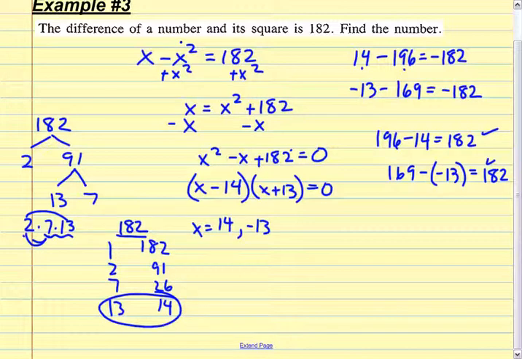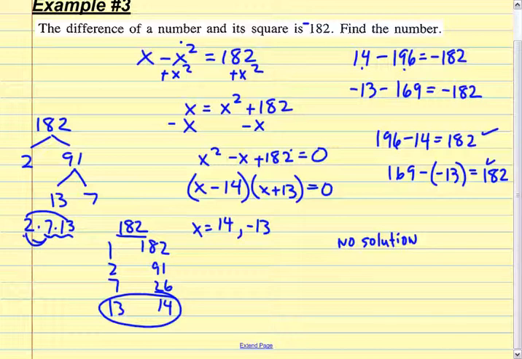The difference between a number and its square. I suppose... no, we're supposed to do it in what? You know what? I think this problem is incorrect. I think there is no solution. The difference between a number and its square should be negative 182.